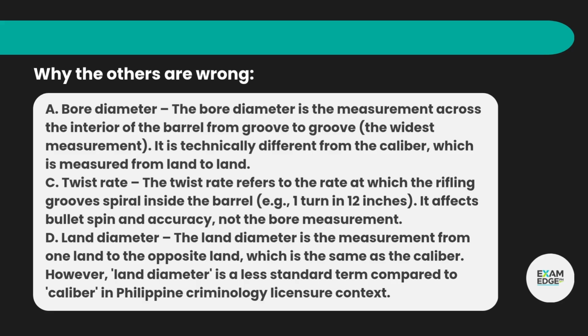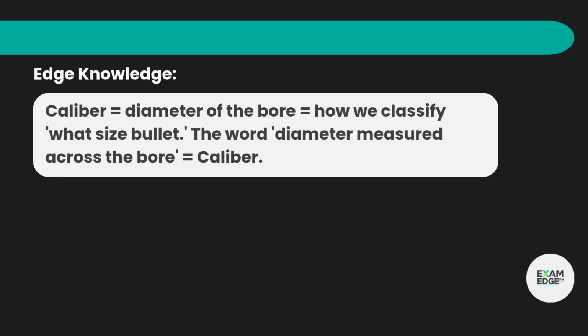D. Land diameter. The land diameter is the measurement from one land to the opposite land, which is the same as the caliber. However, land diameter is a less standard term compared to caliber in the Philippine criminology licensure context. Edge knowledge. Caliber equals diameter of the bore equals how we classify what size bullet. The word diameter measured across the bore equals caliber.